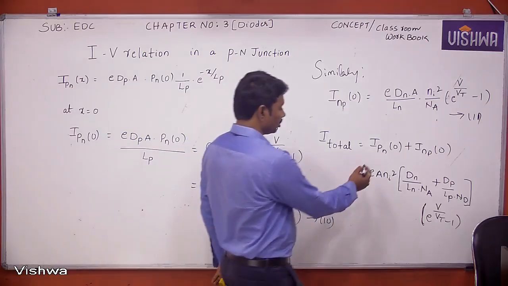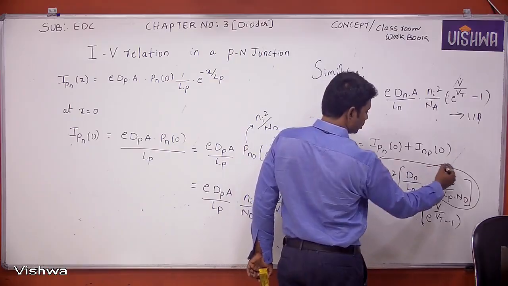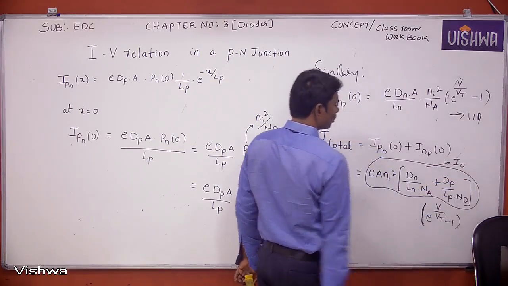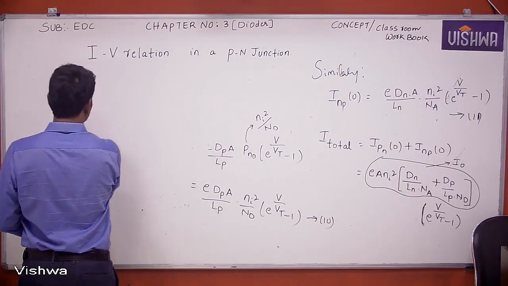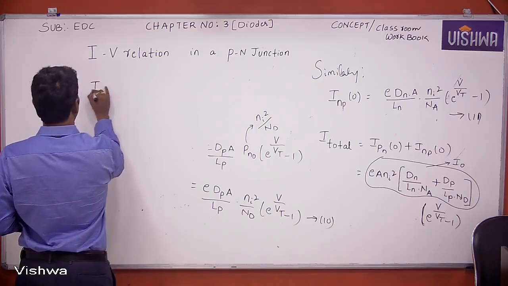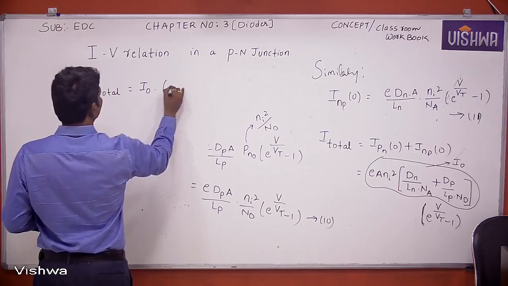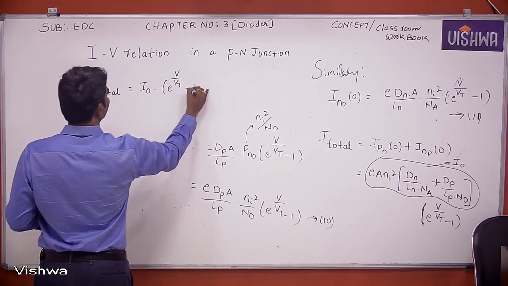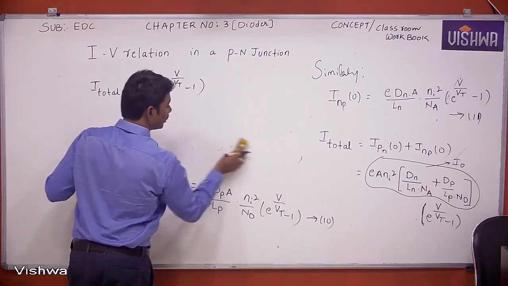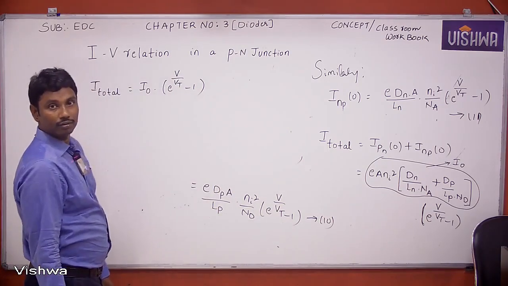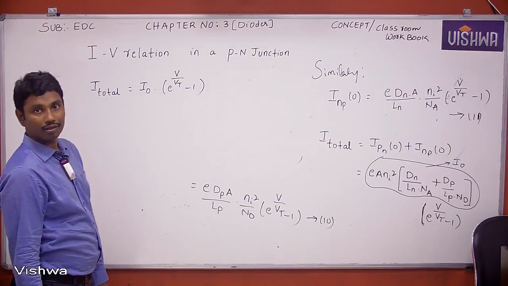Next, listen. Now consider this total term as I naught, right? Now what is the total current here? I total is equal to I naught into e power V by Vt minus 1. This is called as what actually? The total current in a PN junction. This is also called as the diode current equation.